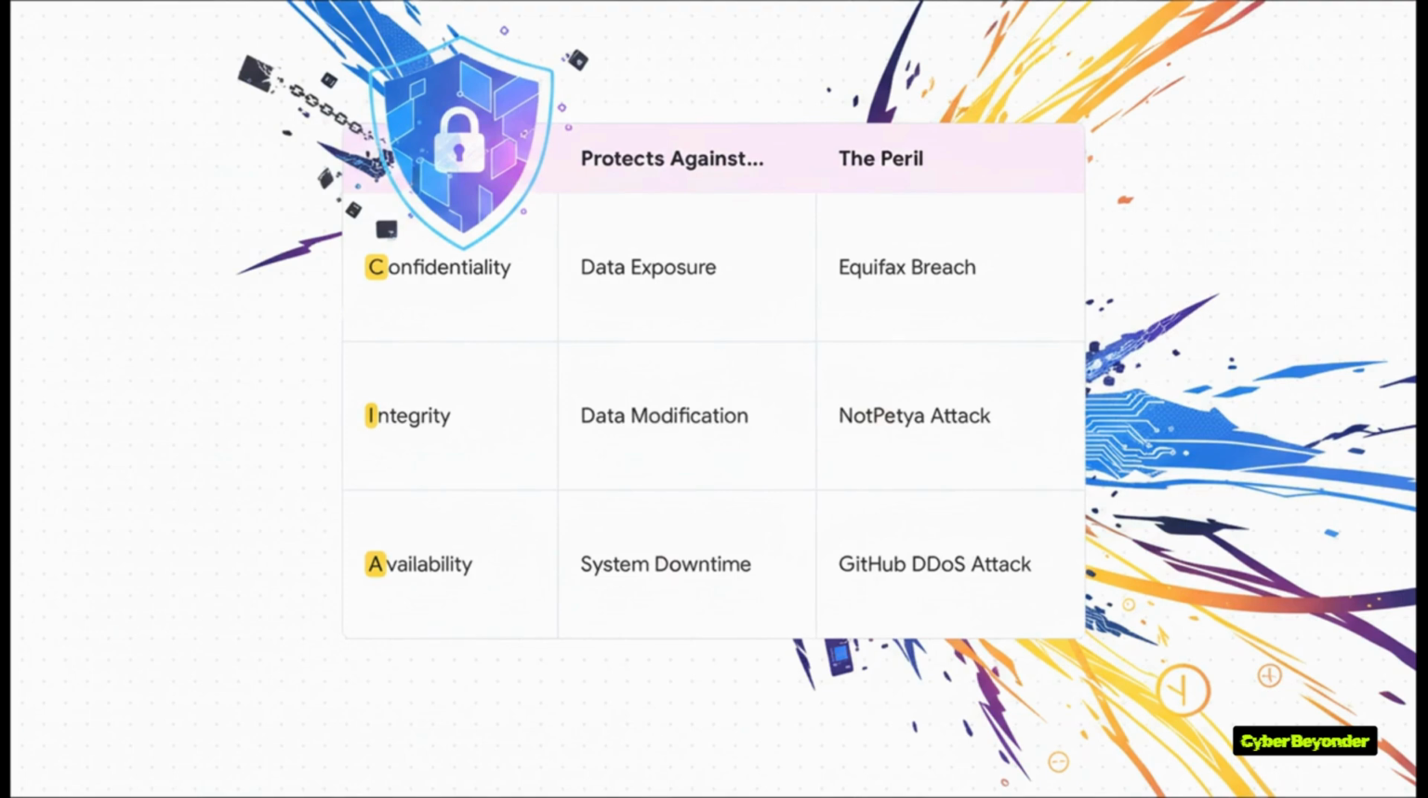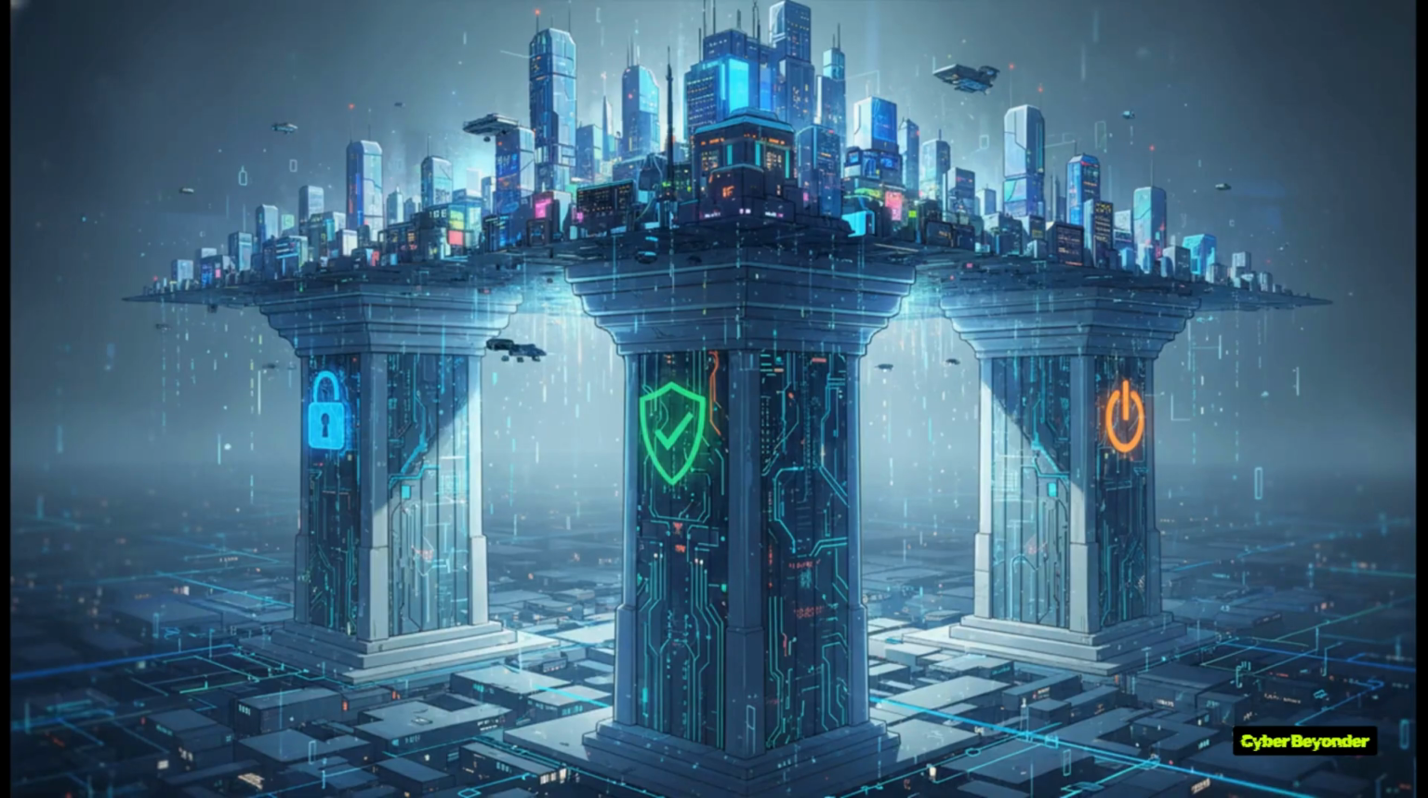A failure of confidentiality, that leads to data exposure, just like the Equifax breach. A failure of integrity, that leads to data modification and corruption, like with NotPetya. And a failure of availability, that means system downtime, like the GitHub attack. Three different principles, three totally different catastrophes. Confidentiality, integrity, and availability. These three pillars make up what's known as the CIA Triad, and it truly is the bedrock of all modern cybersecurity.